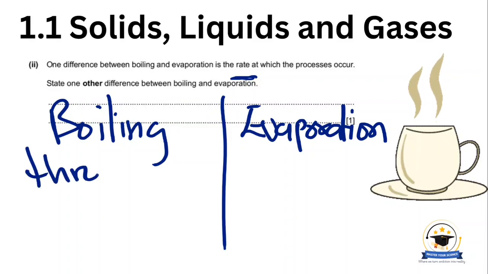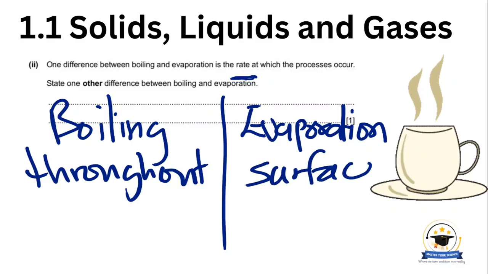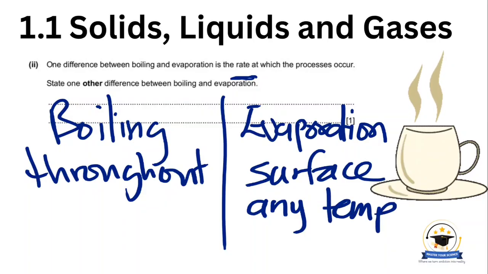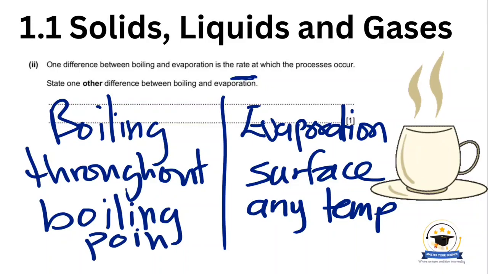So we've got throughout the liquid, then on the surface. The second difference is that evaporation takes place at any temperature, whereas boiling takes place at a specific temperature, which is the boiling point. For example, pure water will only boil at 100 degrees Celsius, but if you spill some water, it will slowly evaporate over a range of temperatures.